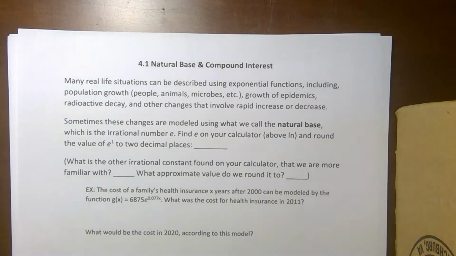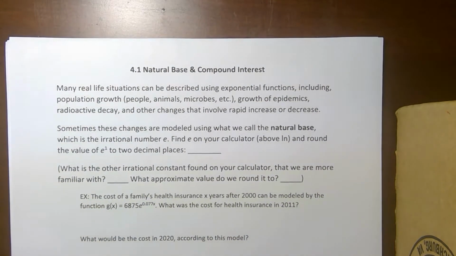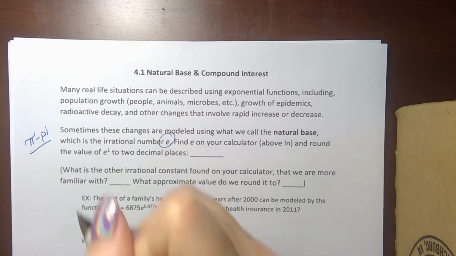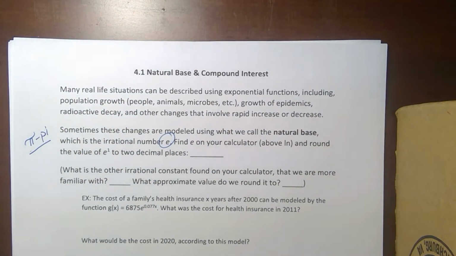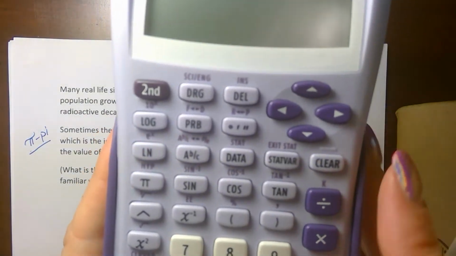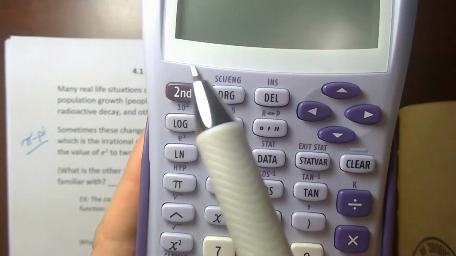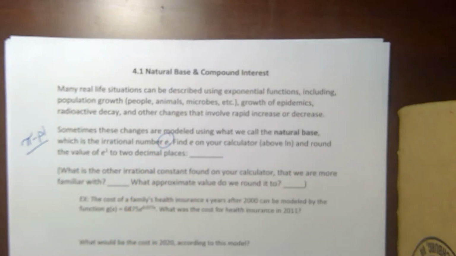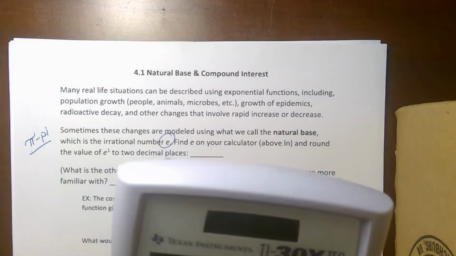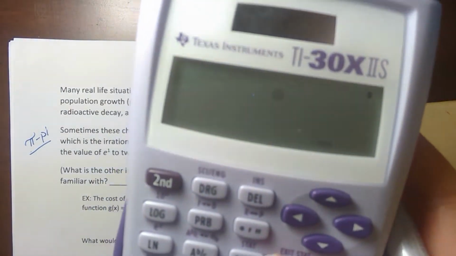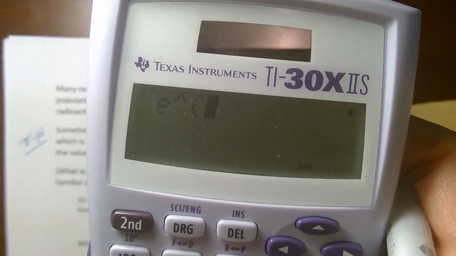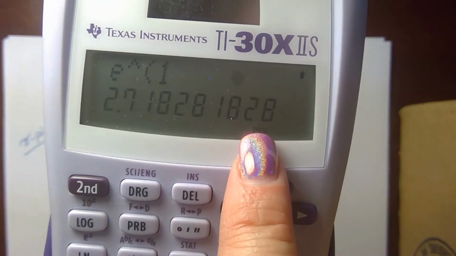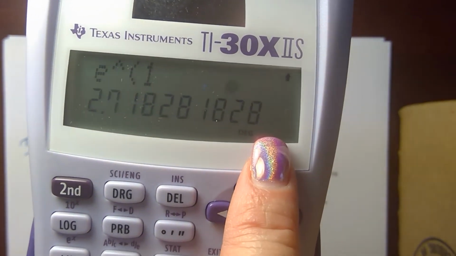Sometimes these changes are modeled using what we call the natural base. Now, the natural base is an irrational number e, like pi. Pi is another irrational constant that you're familiar with. Find e on your calculator. If you look at your calculator, find natural log, ln, and that second function right above it is e to the x. That is where I'm going to find that natural base e. If you will turn on your calculator and hit second function natural log, and then push 1 for your exponent, this is a rounded off approximation, because I ran out of space, of what e is equal to.